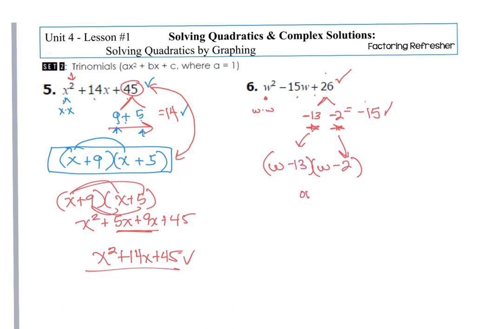Now order doesn't really matter which factor goes in which set of parentheses. We could also say w minus 2 and then w minus 13, and that's the same. Okay, they're both the correct answer.